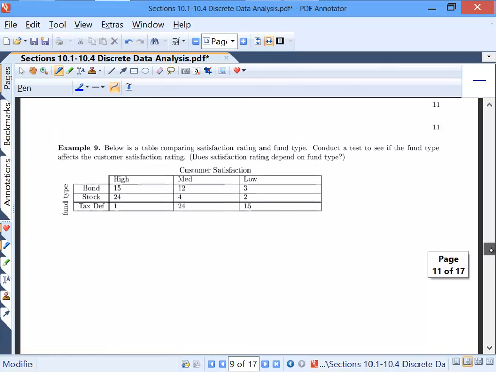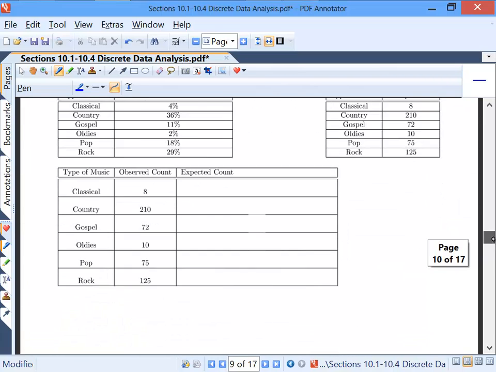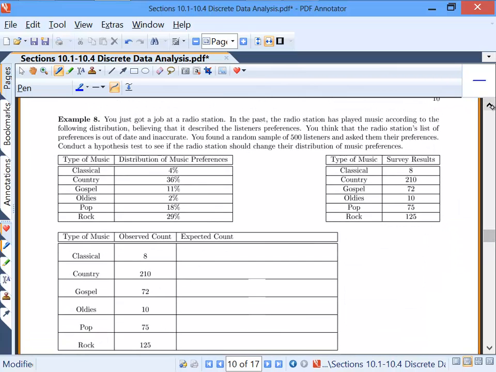Okay, so, I guess I didn't put that problem. So let's just go to this one. Okay, so example 8. You just got a job at a radio station. In the past, the radio station has played music according to the following distribution. So here's our percentages, believing that it was the listener's preference. You think that the radio station's list of preferences is out of date and inaccurate. So you take a random sample of 500 listeners and ask them their preferences. Conduct a hypothesis test to see if the radio station should change their distribution of music preferences.